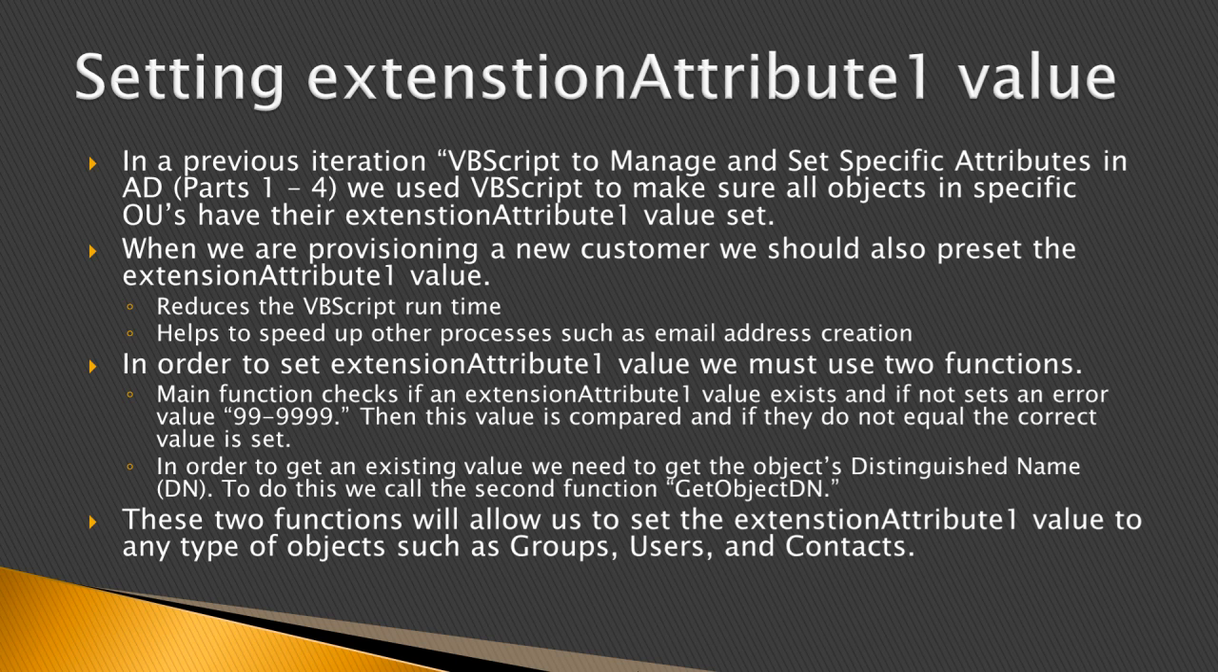Now, in order to get the extension attribute 1 value from Active Directory, we also have to take a look at the object's distinguished name, and in order to do this, we create a secondary function called getObjectDN. And basically, these two functions will allow us to wind up setting the extension attribute 1 value to any type of objects, such as groups, users, and contacts.